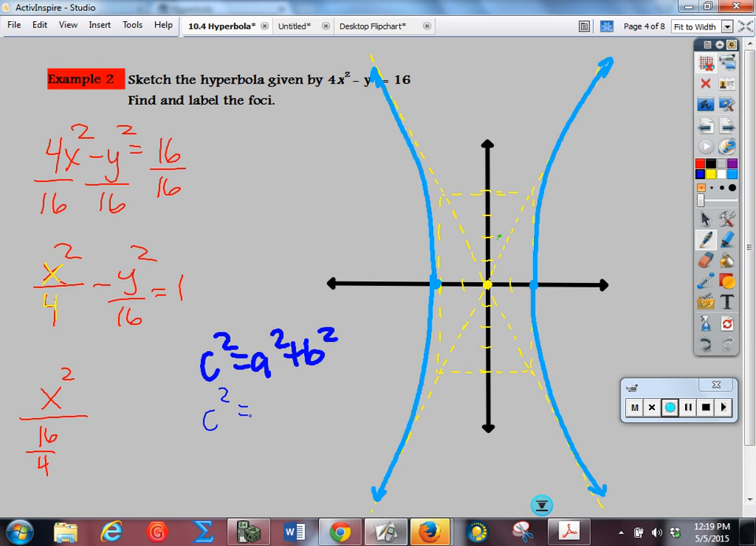4, yeah, 2 squared. Yeah, you did right. But they're already squared out right here, so you can just say 4 plus 16, or 2 squared plus 4 squared. So c squared equals 20. Now where are the foci?